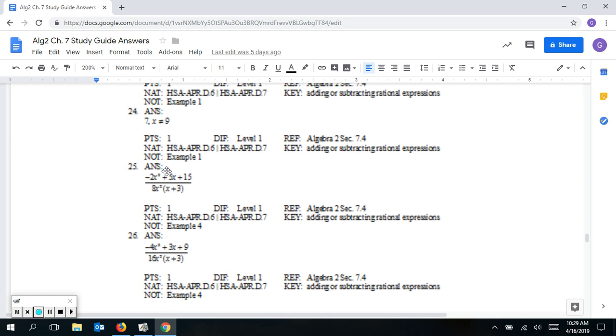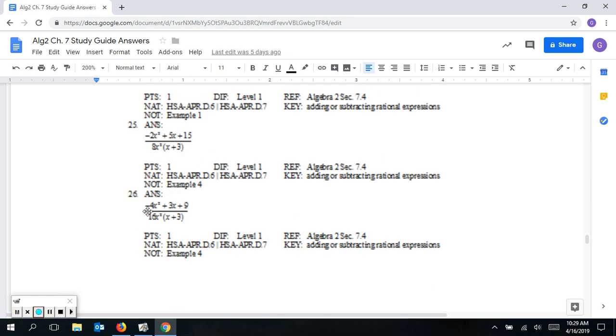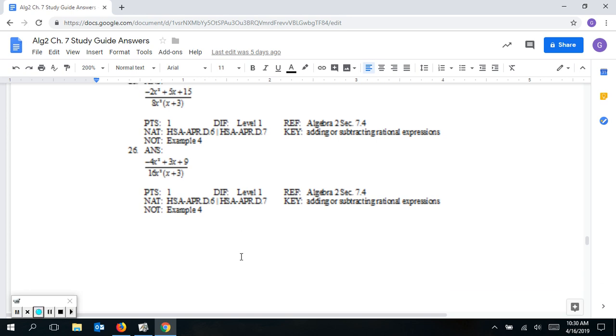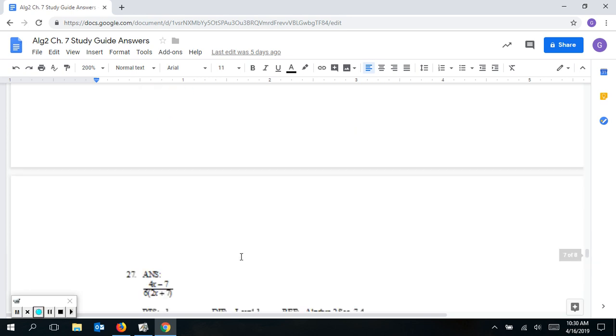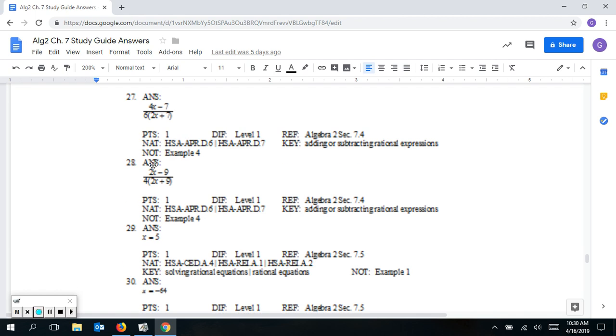And let's see, 26. We're going to see a trinomial on top, negative 4x squared plus 3x plus 9, and on the bottom there's your common denominator, 16x squared with an x plus 3 binomial. 28 is 2x minus 9 for the numerator, 4 times 2x plus 9 as the denominator.